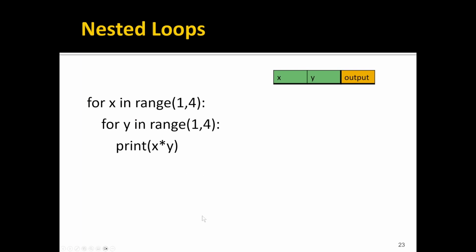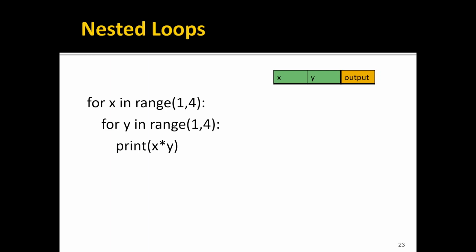Next, let's talk about nested loops. So we saw nested if statements, that's having one if statement inside another if statement to create additional branches of our if statement. Nesting loops is a similar idea. The loop body can have any code, so that code might even be another loop.